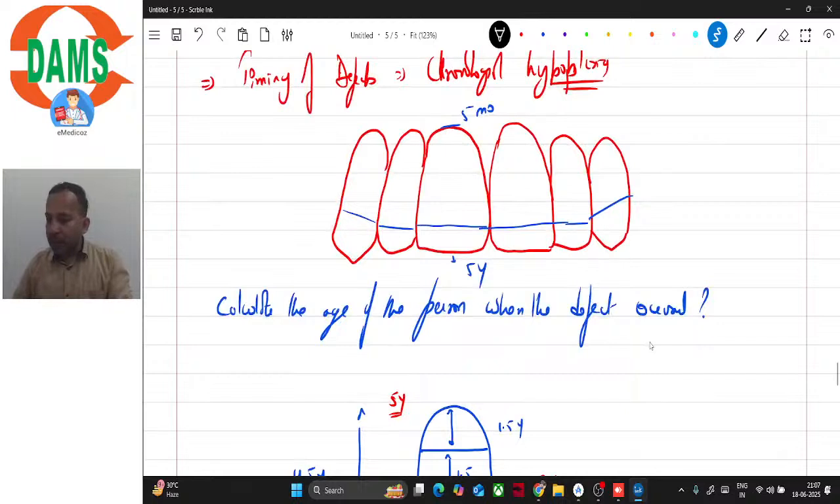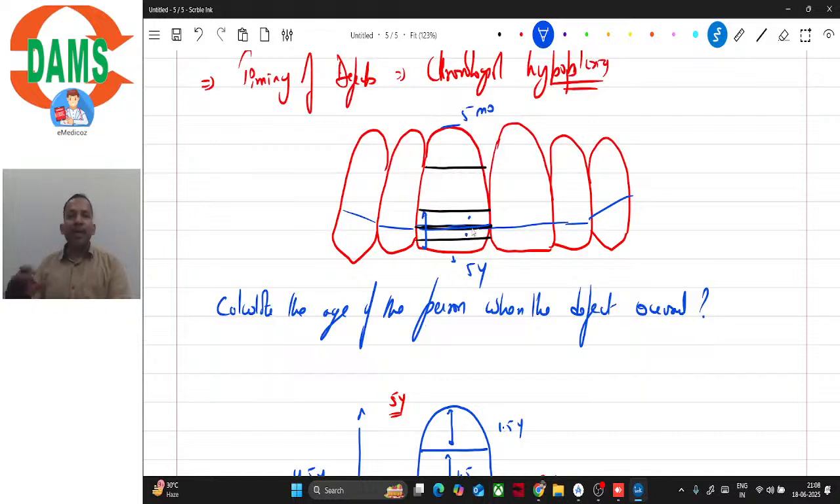So same thing when you apply here. Let's say we divide it into 3 equal parts. You can see that this defect is running almost at the junction of the cervical third portion of the incisal third, isn't it? If we divide this incisal segment into 3 parts, this defect is almost at the junction of lower and middle third. So the age is somewhere around 1.5 to 2 years. Is it clear? So that's how you can calculate the age at the time of defect.